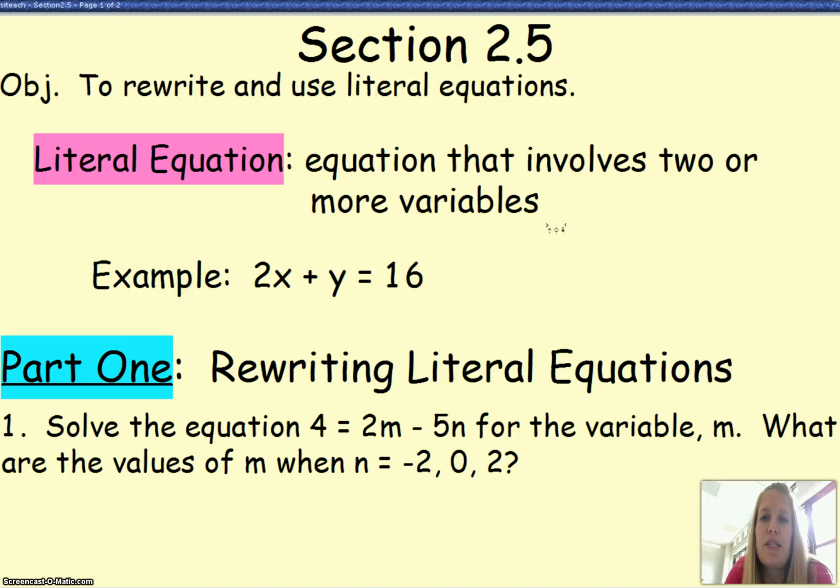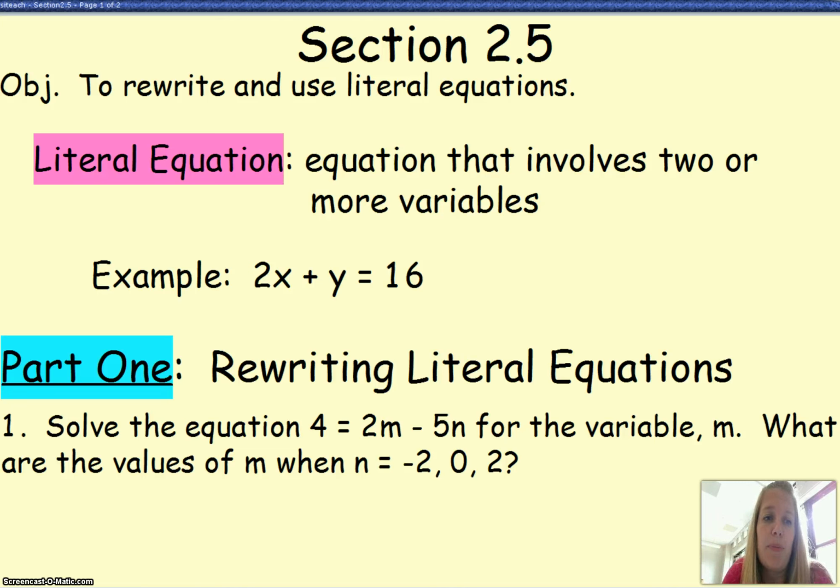Hi everyone, today we're going to do section 2.5. This is one of the harder lessons in algebra, so I just want you to bear with me, write down everything in the notes, and then we're going to do a bunch of problems in class. So don't get too nervous if you're having trouble understanding everything in the video.